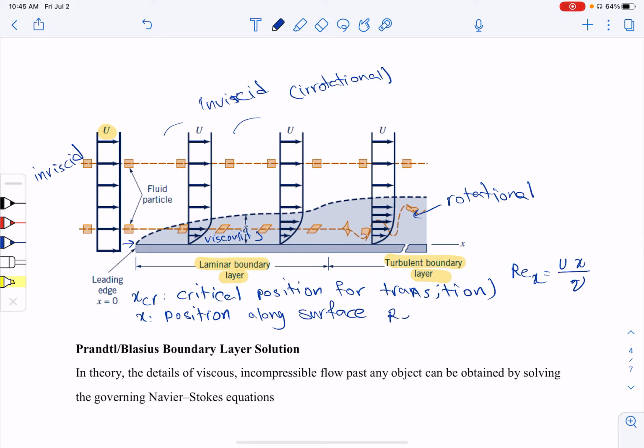So for the external flow, the Reynolds critical is 5 times 10 to the 5th. And this is the formula for the Reynolds number: U X_cr over nu, and then from here we can solve it for X_cr.